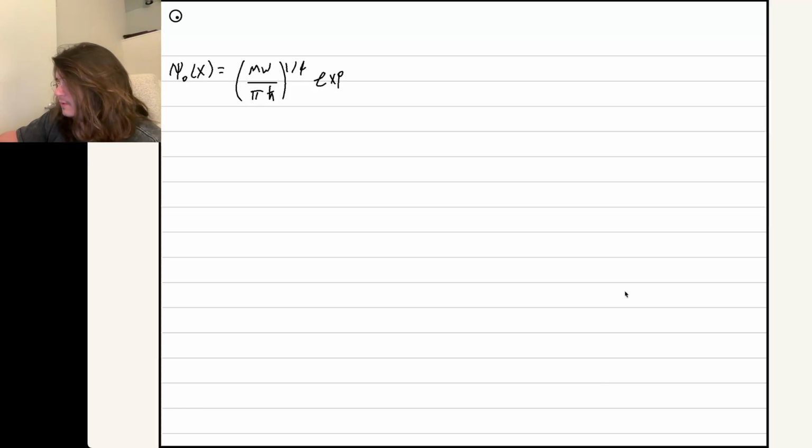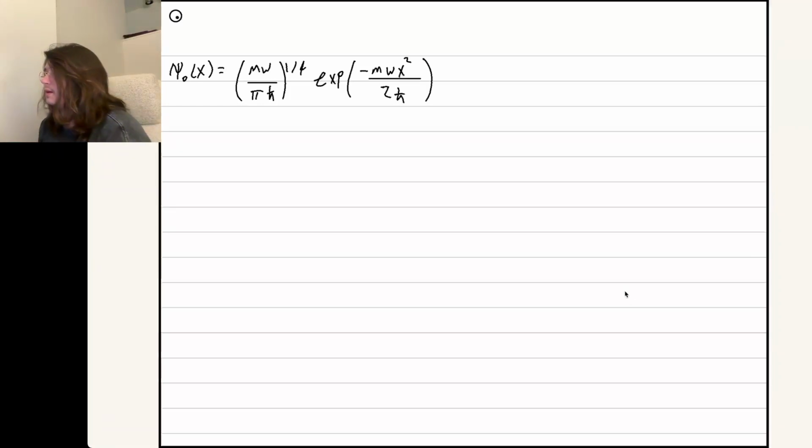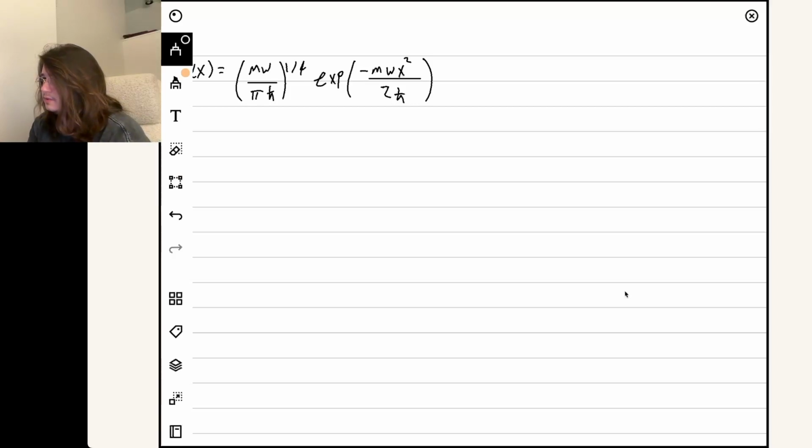So the ground state wave function for the simple harmonic oscillator is (m omega over pi h bar) to the 1/4 times exp of minus m omega x squared over 2 h bar. And I'm not going to write the first excited state just yet. I'm just going to do stuff to this for now.